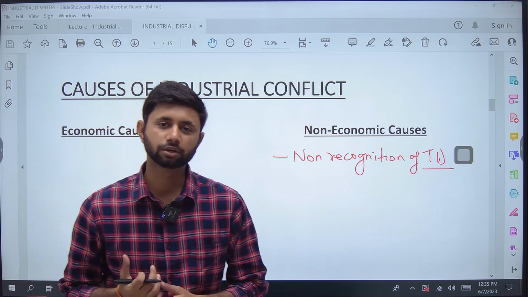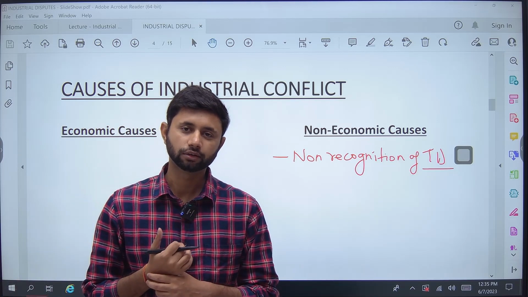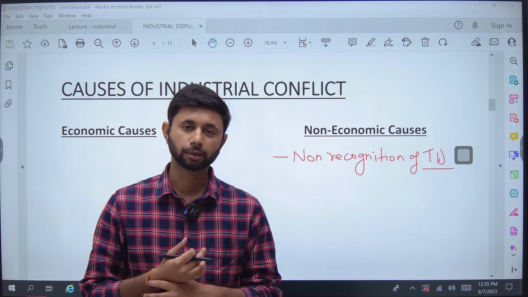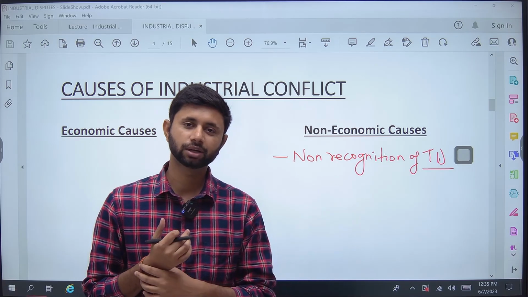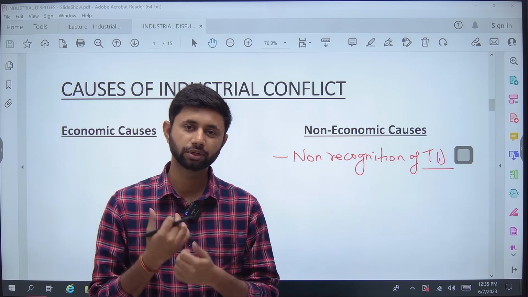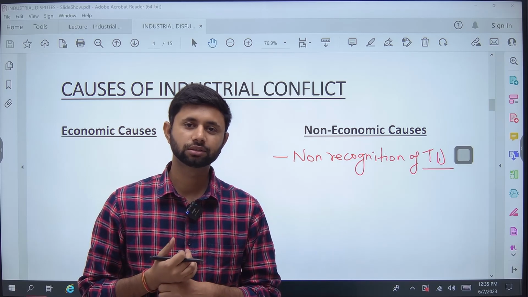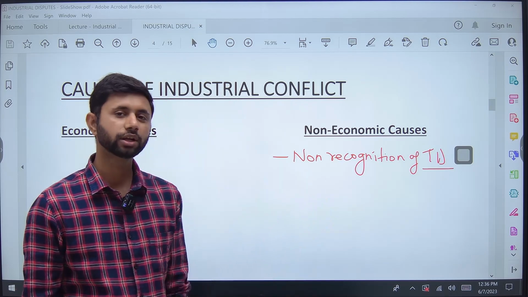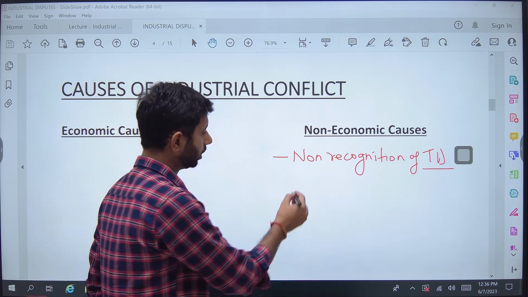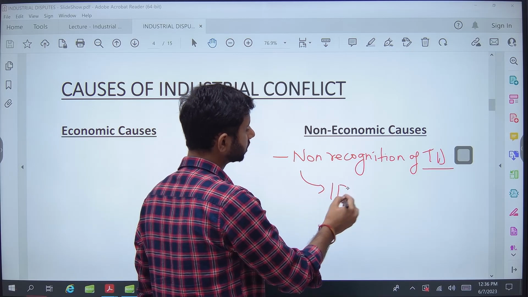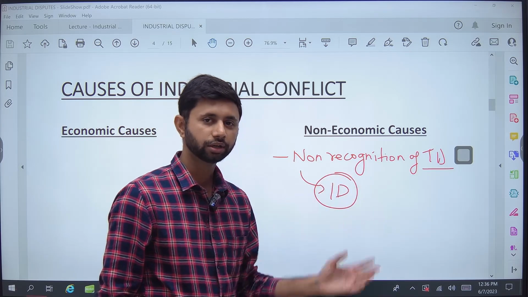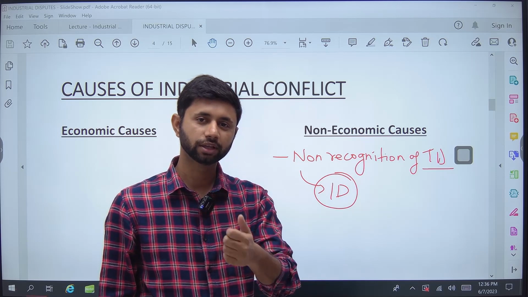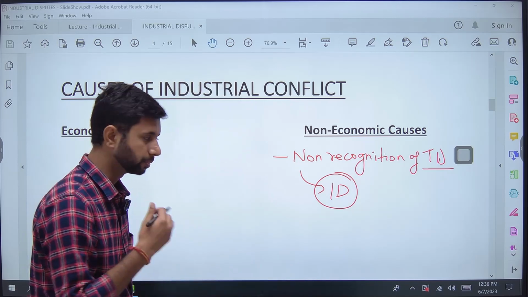Why would management want to recognize trade unions unless there is a legal provision with respect to it? Because management thinks a trade union will be a collective organization that they are obligated to discuss some issues of workers with. So they would not want to recognize trade unions. So this will inherently lead to industrial dispute, because workers would want trade unions to be recognized, because they want a collective body through which they can convey their issues and grievances to the management.